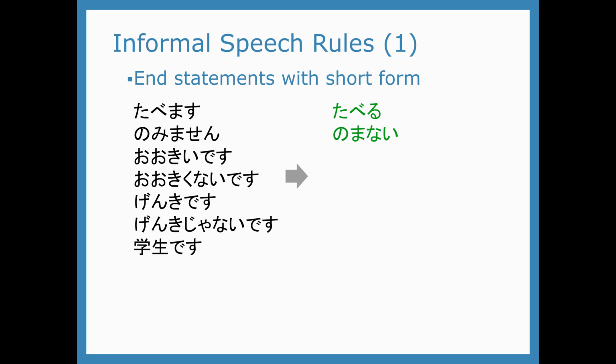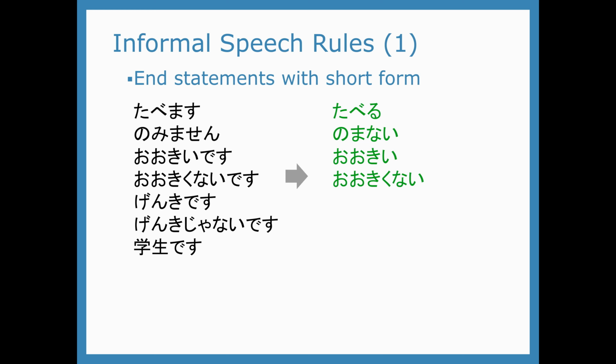Okii desu is an I adjective. All I have to do to make it short form is get rid of the desu and just have okii. Okiku nai desu is also an I adjective. And once again, all I have to do is get rid of the desu and just have okiku nai.